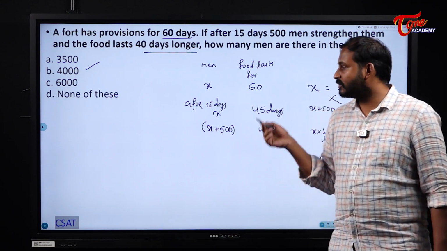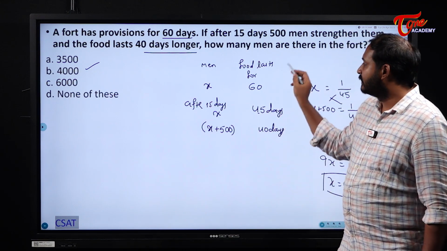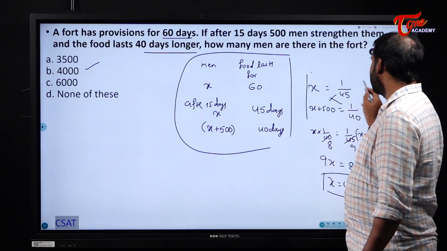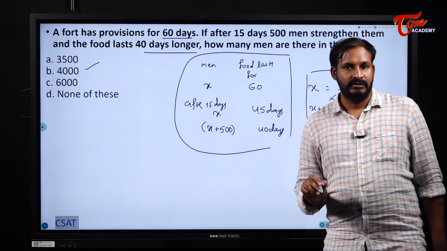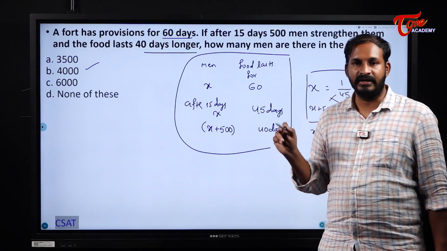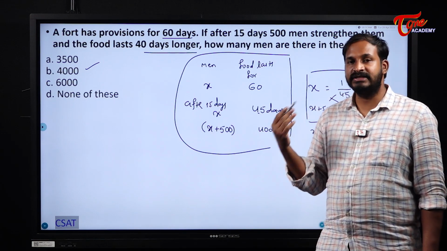So this understanding is very, very important, students. This portion: why are we writing the inverse relation? See here, for X men the food will last for how many days? 60 days. Now 15 days have passed.